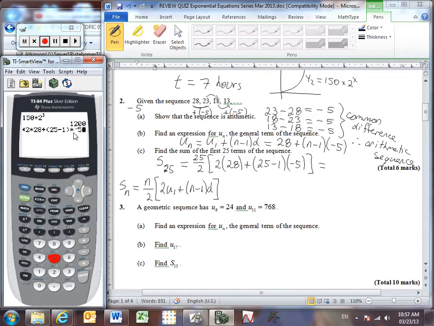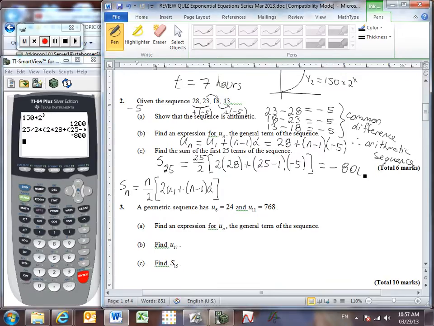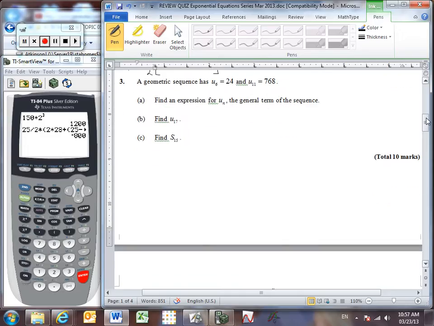And so, because the multiplications will happen first, these two will be multiplied and then added to the product of 2 and u1. Let's close the parentheses and calculate, and we get an answer of negative 800. Let's move on to number 3.